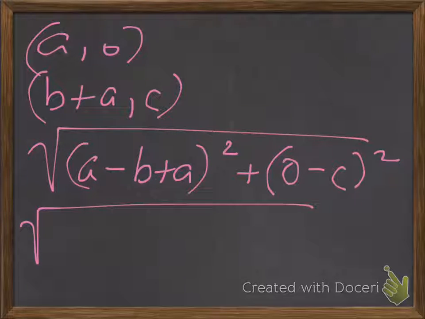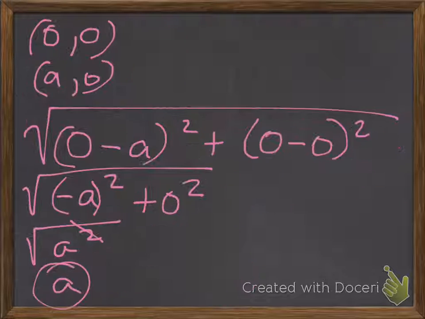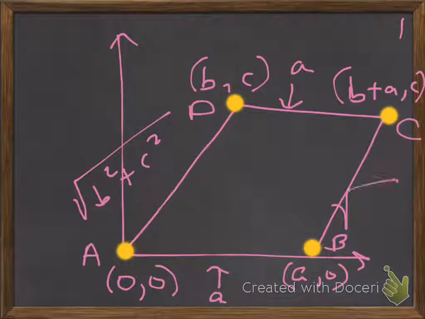So A minus A will cancel out. You get B squared plus negative C squared, which makes it positive. So we get B squared plus C squared. So we've just proven, using the coordinate proof, that opposite sides of a parallelogram are congruent. And that concludes lesson 6.3 for tests for parallelograms.